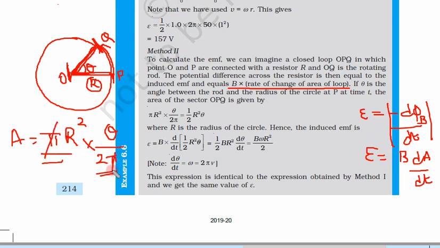So pi and pi get cancelled out. Pi r square upon 2 pi into theta, the pi and pi cancel out. So what we get is half, 1 by 2 r square theta. So this is the area covered by this rod in time t.